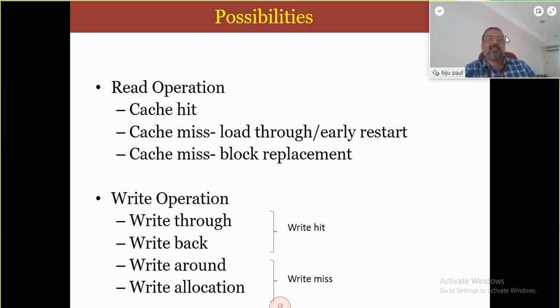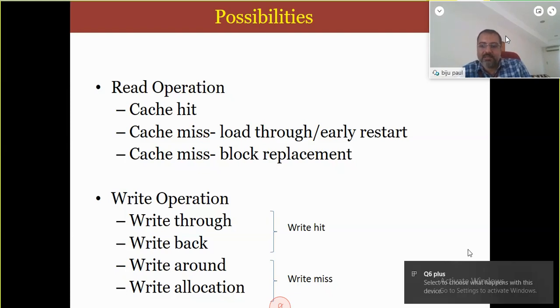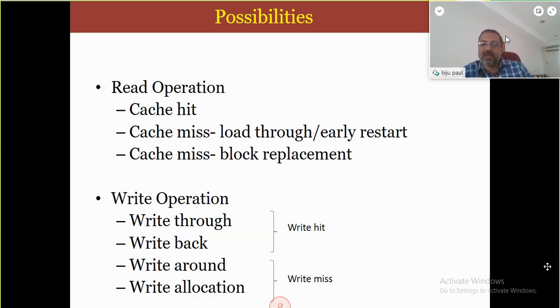Write operation. During the execution, some information is loaded from cache memory, the processor accesses it, and during execution there will be some modification which has to be updated to the primary memory. That particular block of information was accessed from cache memory by the processor, and some updation is required. What will happen? There are different methods.